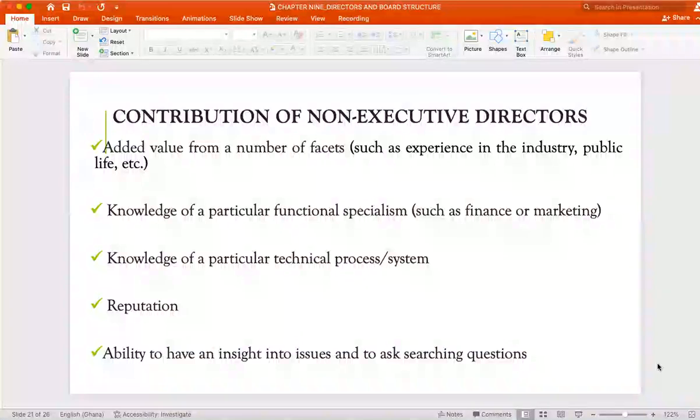So if you're dealing with IT, and IT is a significant part of what the company does, then obviously you need somebody with those expertise on your board to be able to provide the technical directions as to how things are supposed to be done. Okay. They bring reputation to the company.